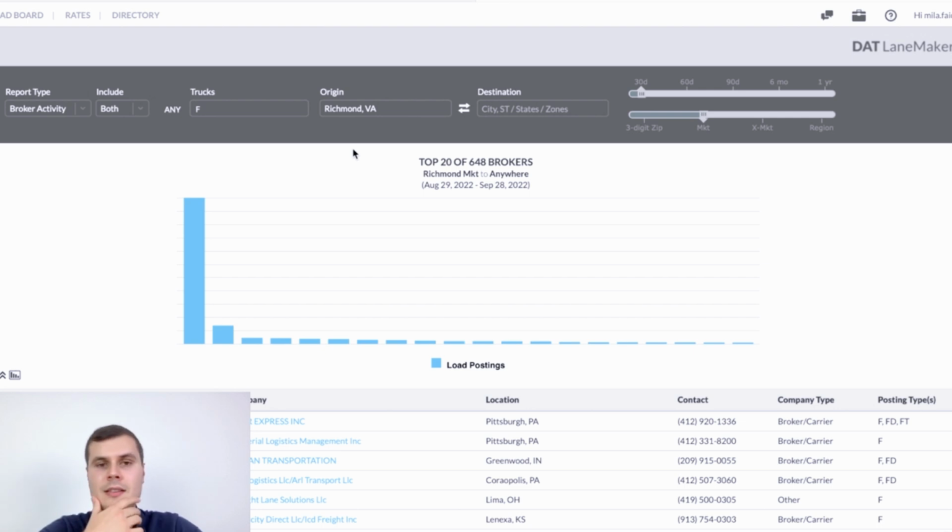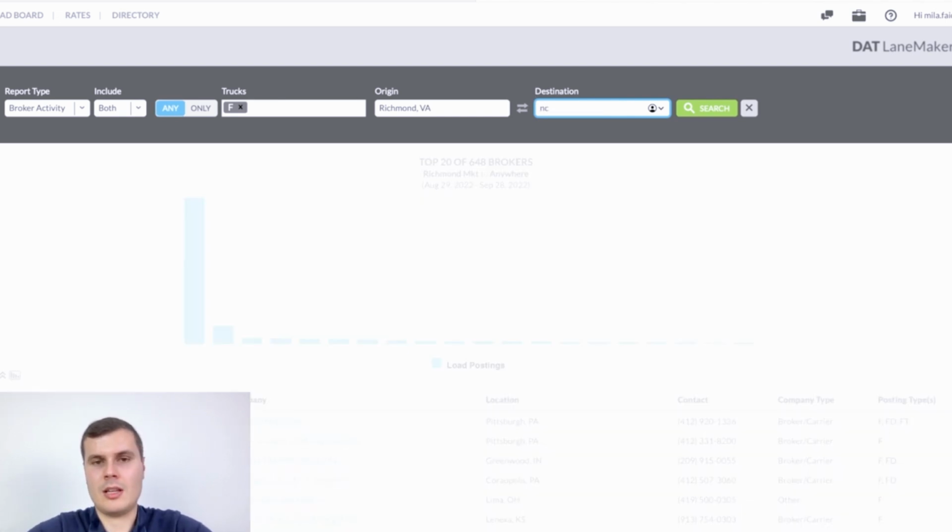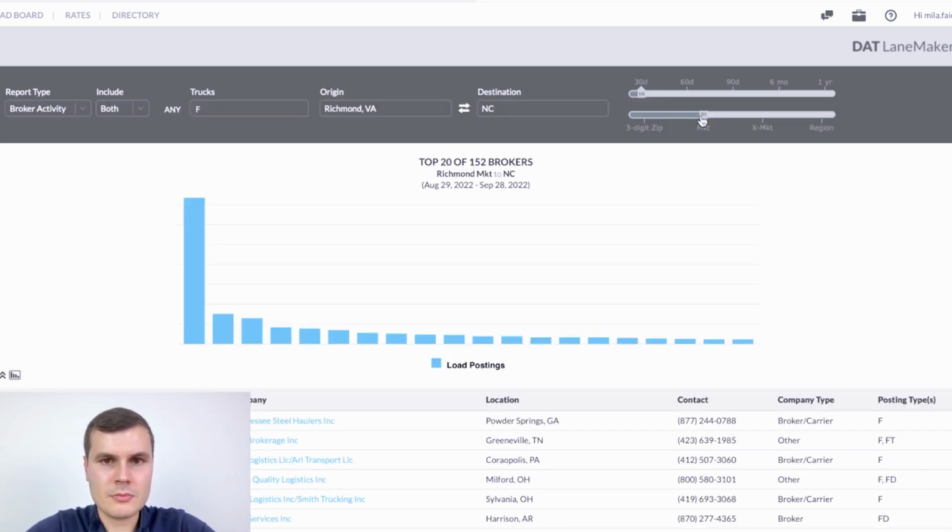Now, let's say this same carrier out of Richmond, Virginia tells me, hey, you know what, I only want to travel down to North Carolina or up to New Jersey, for example. Okay, origin, Richmond, Virginia, destination, North Carolina. Okay, search. Now this will show me the brokers that had the most loads from Richmond going specifically to North Carolina. You see, interesting, DNL, the one that had the most load postings, is not even here.